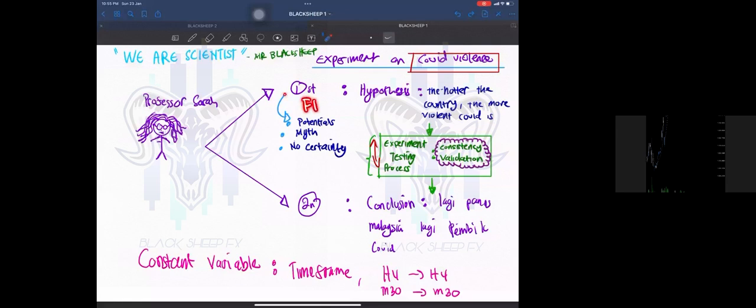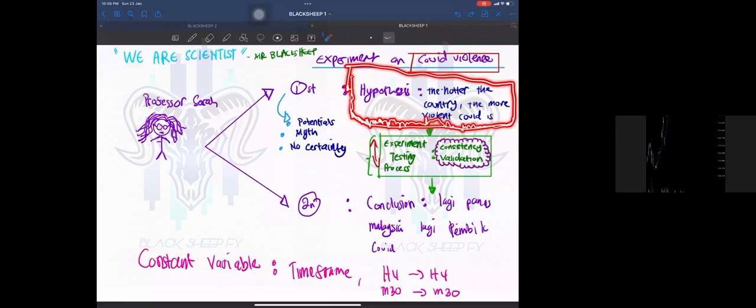FLAW, not floor, flaw. What are the flaws? It is just based on potentials. It's a myth. It has no certainty. Agree? So can we use the hypothesis I made as a solution to solving COVID worldwide? Meaning we turn on a super large air conditioner.